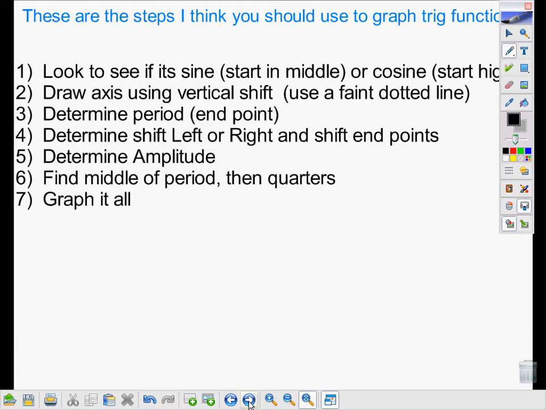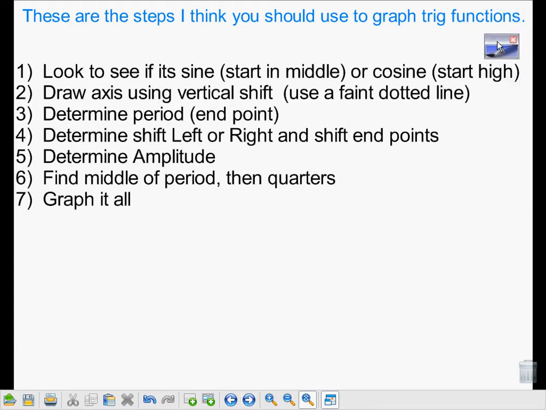Okay, I do want you to get these steps down because doing this, yesterday's lesson was really easy, or it should have been easy. If it wasn't, then we'll just keep explaining it and keep going until we get it. But these are the steps that's going to help you to graph. I would recommend you do these in order. So number 1 is identify sine or cosine. And sine starts in the middle, cosine starts up high. Kind of went through that as an example today.